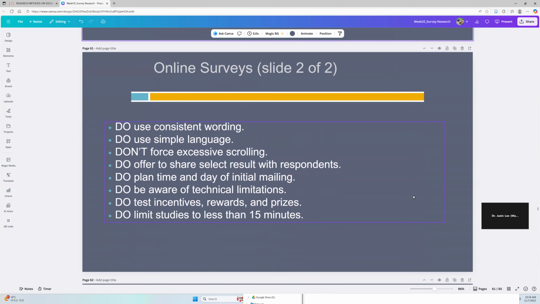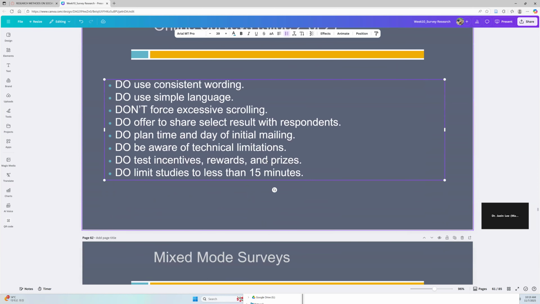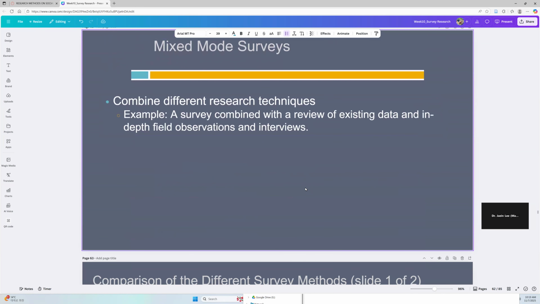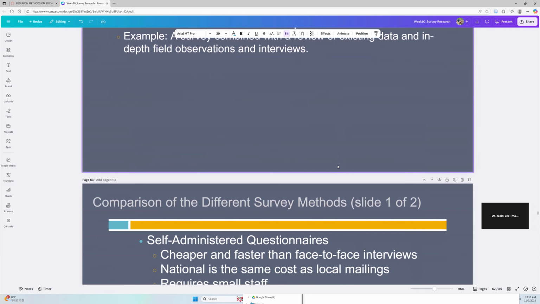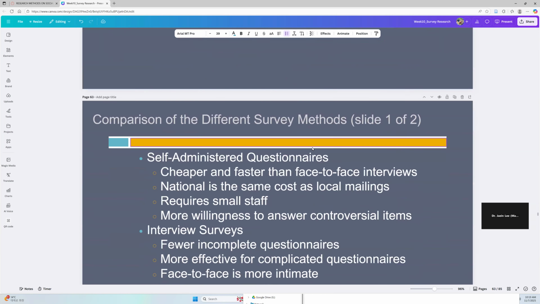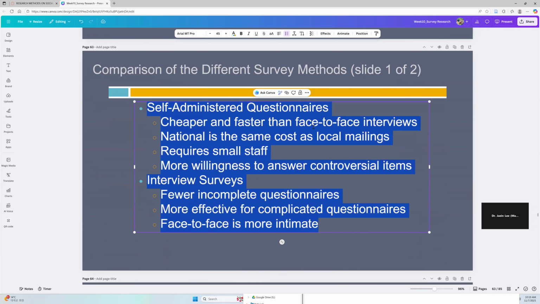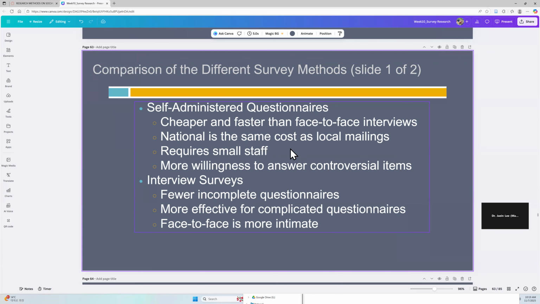For online surveys, do use consistent wording, do use simple language, don't force excessive coloring. Very similar to the other survey guidelines in survey research, so we can probably skip that one. Mixed surveys combine a survey with a review of existing data, in-depth field observation, and interviews. Self-administered questionnaires, as with the online survey I just did, are cheaper and faster, national is the same cost, and local mailings require small steps and more willingness. Interview surveys have fewer incomplete responses, handle complicated questionnaires more effectively, and are face-to-face and more intimate.